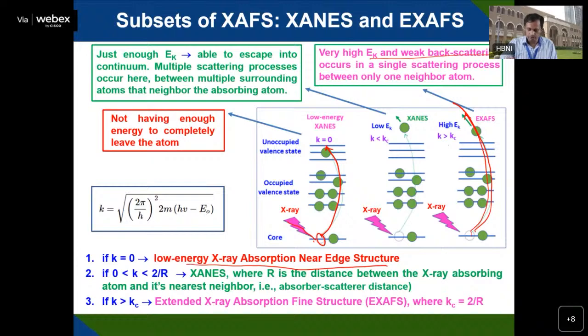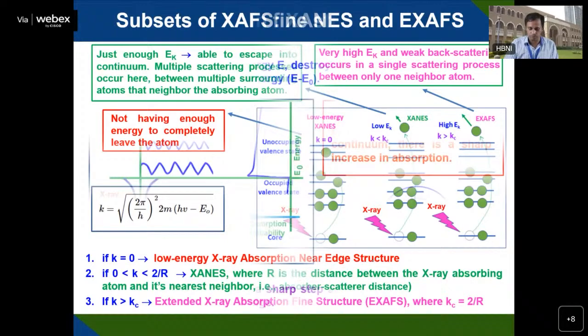If it's in between, you will get just enough kinetic energy to escape into the continuum. Then here, it will just go into the continuum. In that case, multiple scattering is possible between the neighboring atoms. And in that case, you will get the XANES, the X-ray absorption near edge spectroscopy that we discussed.